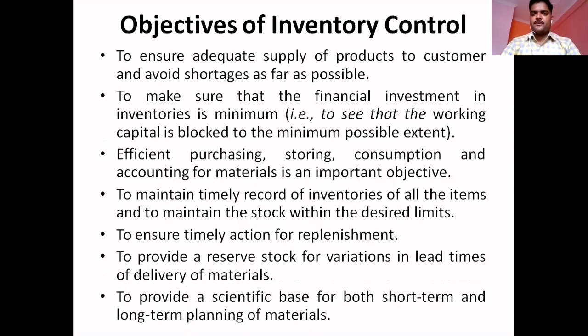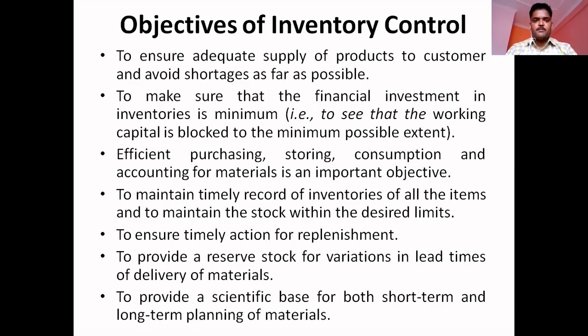Adequate supply of products will be ensured to the customer by using inventory control, and it also helps to avoid shortages of the final products. As you know कि अगर कस्टमर को किसी भी प्रोडक्ट की रिक्वायरमेंट है और डिमांड है, अगर आप उसकी एडिक्वेट सप्लाई नहीं कर पाएंगे, then he will switch over to another product. So it ensures adequate supply of the products to customer and avoids shortages as far as possible. This is one of the objectives of inventory control.